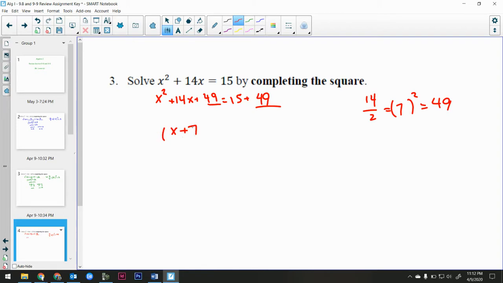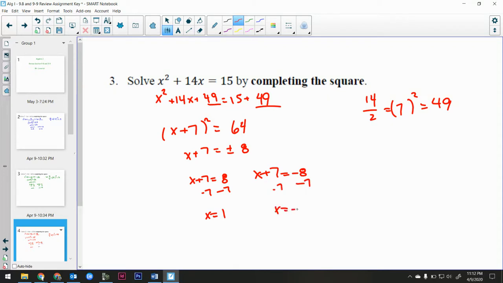So x plus 7 squared is equal to 64. Hey, look at that. That's a perfect square. X plus 7 is equal to plus or minus 8. So x plus 7 is equal to positive 8, or x plus 7 is equal to -8. Subtract the 7, x equals 1. Subtract the 7, x equals -15.